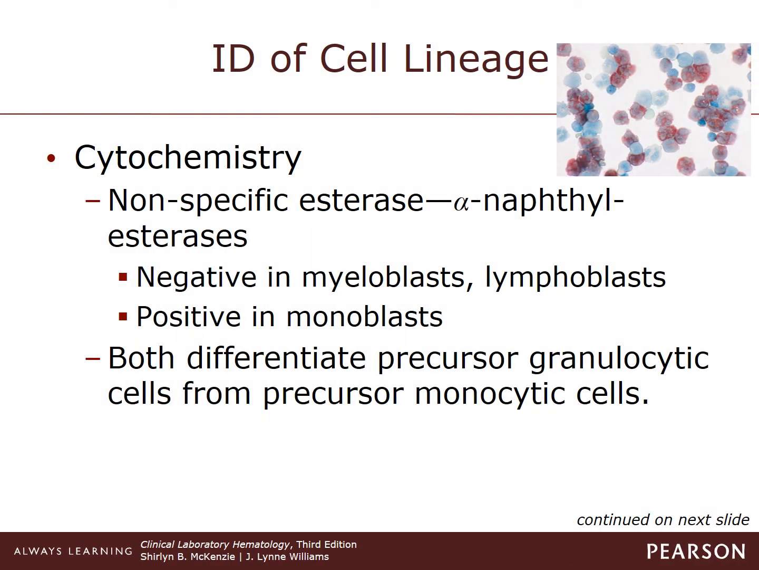The next is a non-specific esterase called alpha-naphthyl esterase. Again, these bright red granules identify monoblasts. So they will be definitely negative in myeloblasts and lymphoblasts. So they're differentiating the specific and non-specific, monoblasts from myeloblasts, and completely ruling out lymphoblasts.